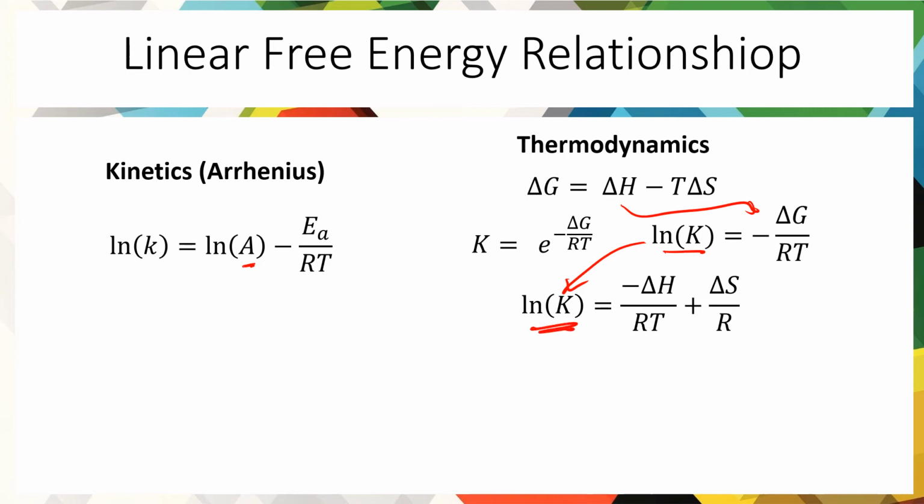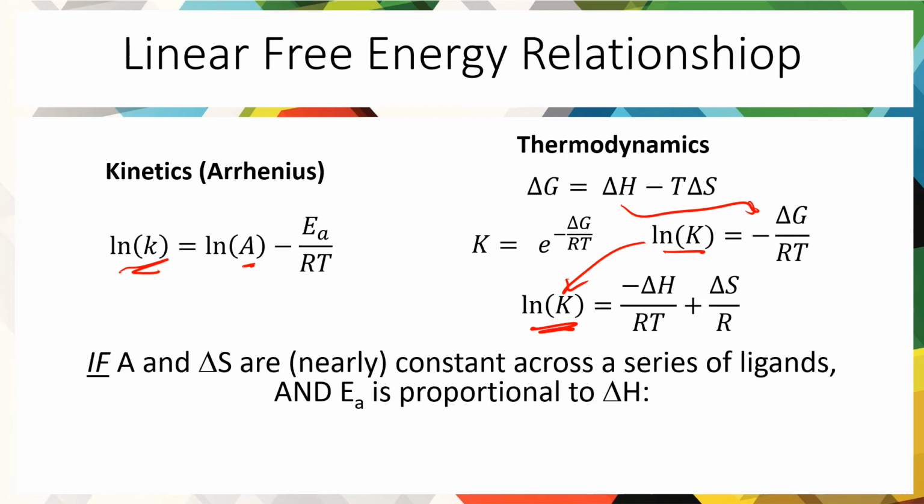be comparing the natural log of the equilibrium constant to the natural log of the rate constant. Yes, they're both K's. We're going to have to be careful with capital and lowercase letters here. So here are our assumptions. If this Arrhenius constant and delta S don't change very much as a function of the incoming ligands, that means those are constants, then we can kind of ignore these factors. So we could say that the natural log of the rate constant is proportional to negative EA over RT, and that the natural log of the equilibrium constant is proportional to negative delta H over RT, right?